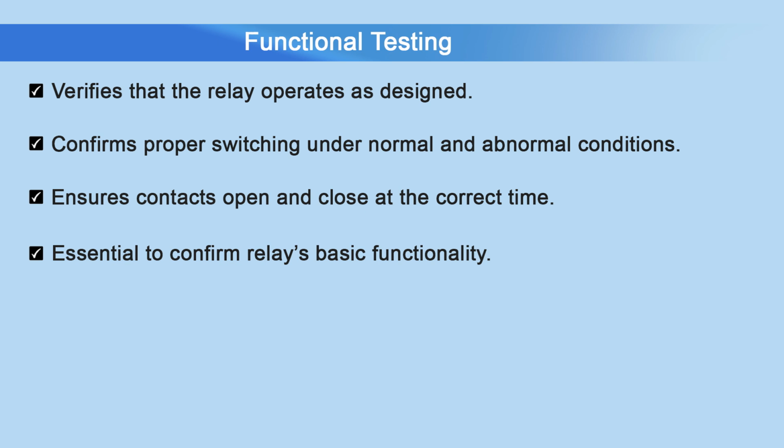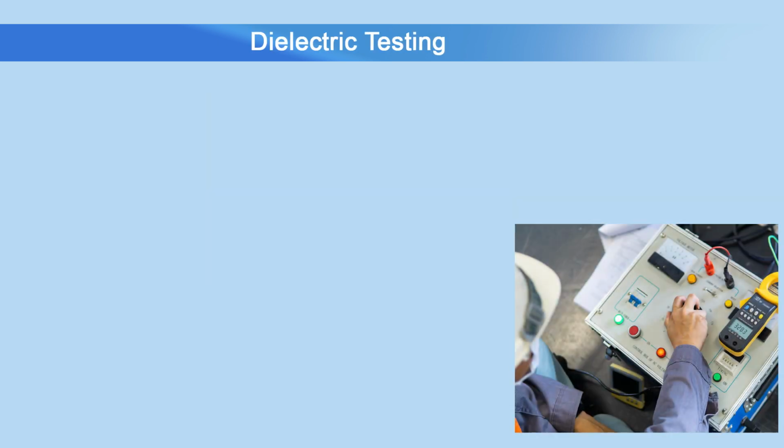For example, in a protective relay, functional testing might involve simulating a fault condition and verifying that the relay initiates the correct protective action, such as tripping a circuit breaker. Next, we will see dielectric testing.